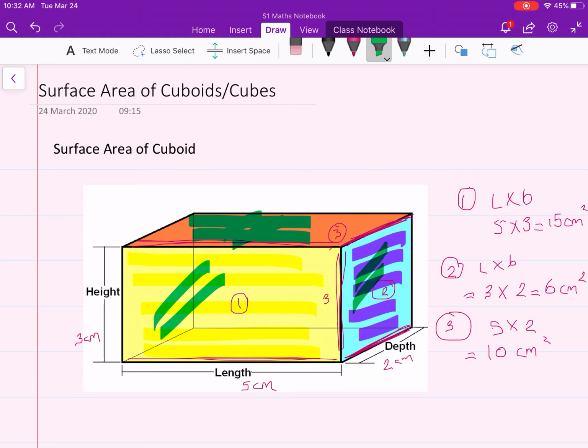Okay, so I'm going to add them all up together. So I'll be doing the surface area, which is 15 plus 6 plus 10. Okay, so if I add 15 and 6 and 10, that gives me 31. But as we just talked about a few minutes ago, we know each side is being doubled. Front and back are the same, 2 sides are the same, top and bottom are the same. So I'm just going to multiply this one by 2, essentially doubling everything. Okay, so if I multiply 31 with 2, my answer is 62 centimeters squared. And that's how you find the surface area of a cuboid.